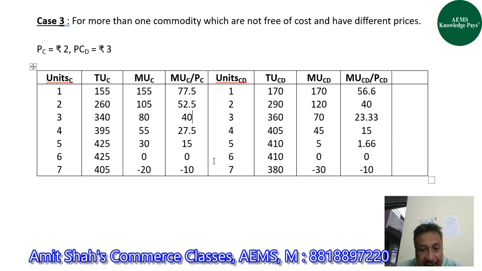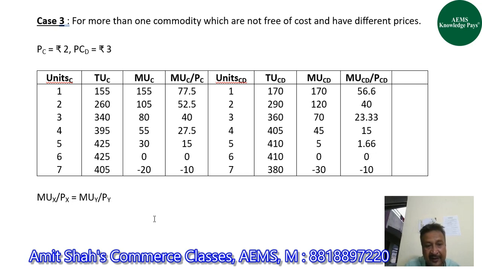If a t-shirt gives you more satisfaction, more utility by spending rupee 1 on it than what jeans give you by spending rupee 1, then you will buy only the t-shirt, not jeans. But you want to buy the two together. And that is why you will see where your level of satisfaction per rupee of price of the two goods is the same. That is where MUx upon Px is equal to MUy upon Py, where X and Y are two commodities.